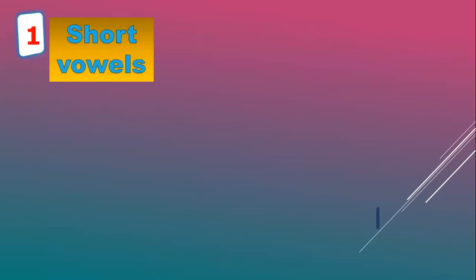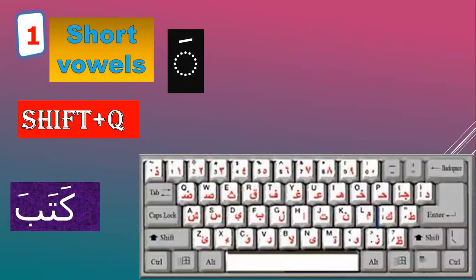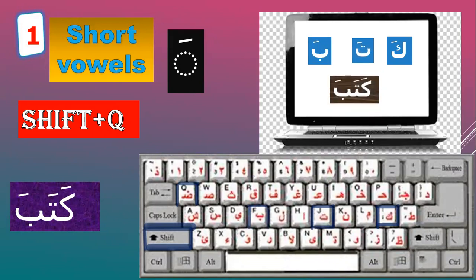Let's start with short vowels, Fatha. To find Fatha on the keyboard, please click Shift Q. Example, Kataba. How to write Kataba? Yes, click letter Kaf, Fatha, Shift Q, letter Ta, Fatha, Shift Q, letter Ba, Shift Q. Kataba.